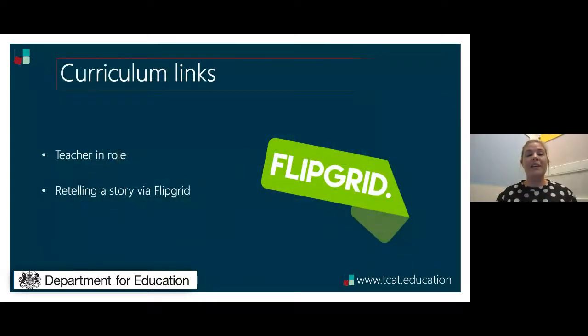So how you can link storytelling to the curriculum, because obviously not every school does story time at the end of the day, and they might not have time to try and fit half an hour in, but even 10-15 minutes of you reading a good quality story to the class can really help them.